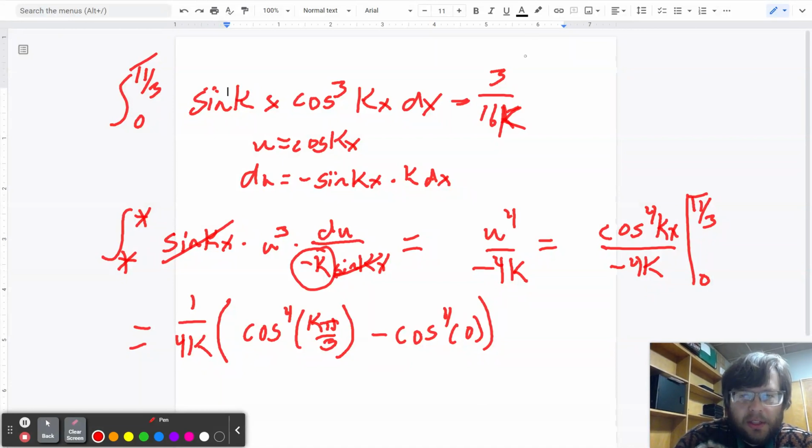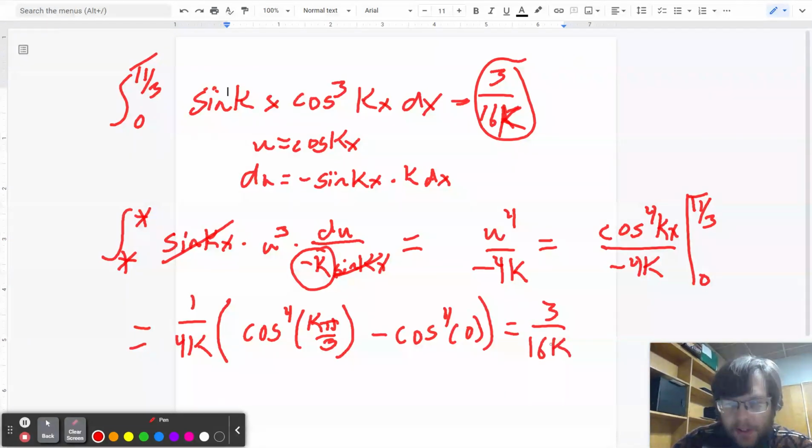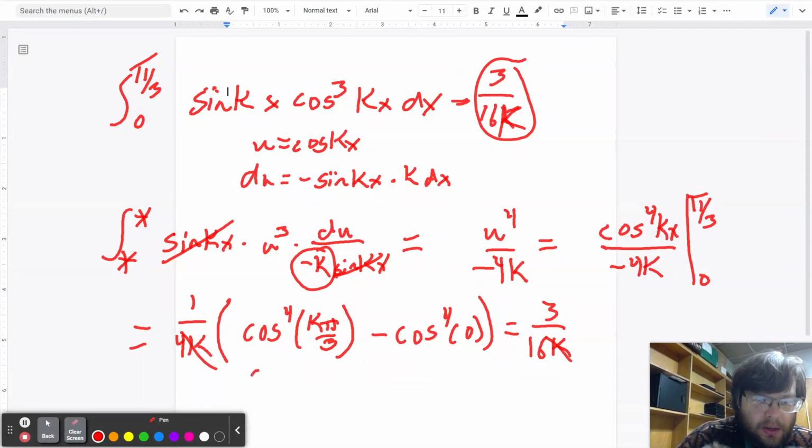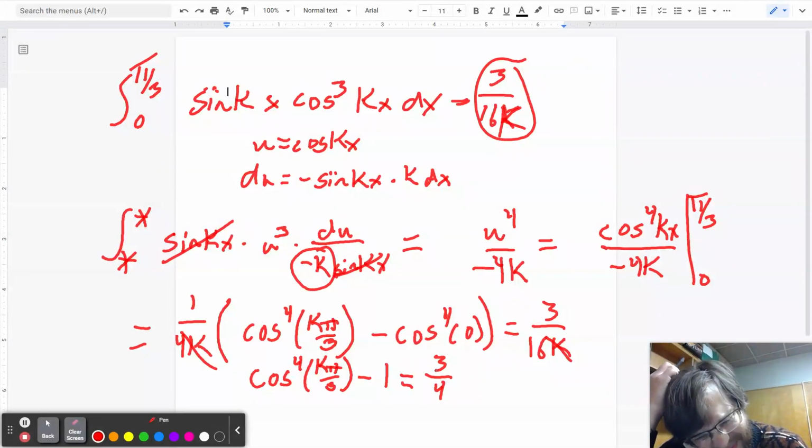Okay, and we also were given this piece of information at the beginning of the problem, that this is equal to 3 over 16k. Okay, so if I multiply both sides by k, then that's canceled. And if I multiply both sides by 4, then I get cosine to the fourth of k pi over 3 minus 1. Multiply by 4 gives me 3/4. That's not going to have answers. Did I mess something up?